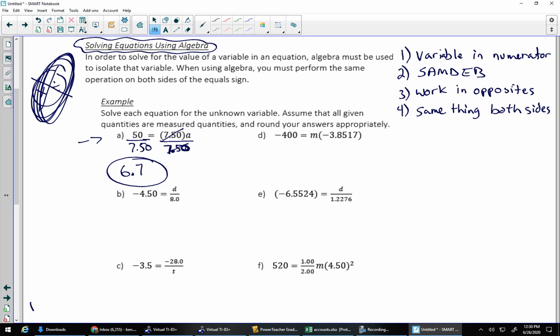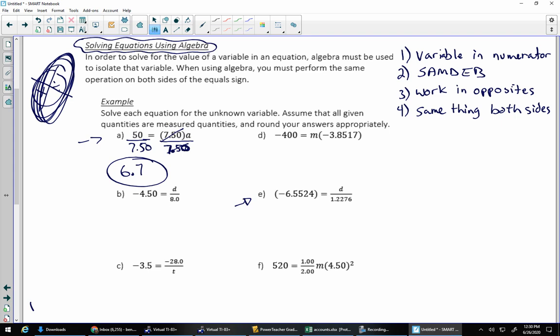Okay, where's another good one that we could look at here? Those are fairly straightforward. Let's look at E. So I've got negative 6.5524 is equal to D divided by 1.2276. All right, so it's doable. The variable that we're looking for is in the numerator. There's nothing but multiplication and division, so I don't need to worry about order of operations. I need to work in opposites and do the same thing to both sides of the equation.